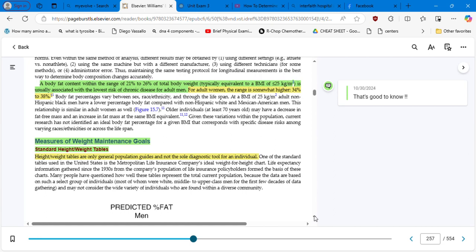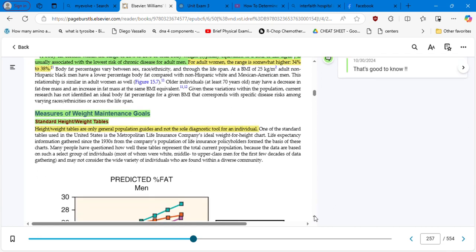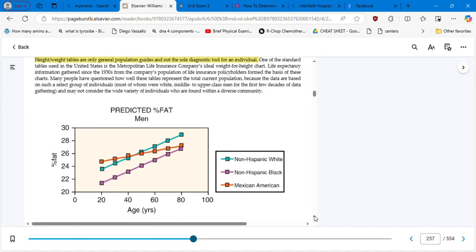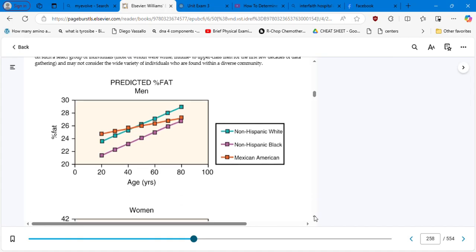Okay, measures of weight maintenance goals. So we are going to measure the standard height and weight tables. Height and weight tables are only for general population guidelines and not the sole diagnosis tool for all individuals, right? So here we have a couple of tables. This is going to help us to predict the percentage of fat in later years.